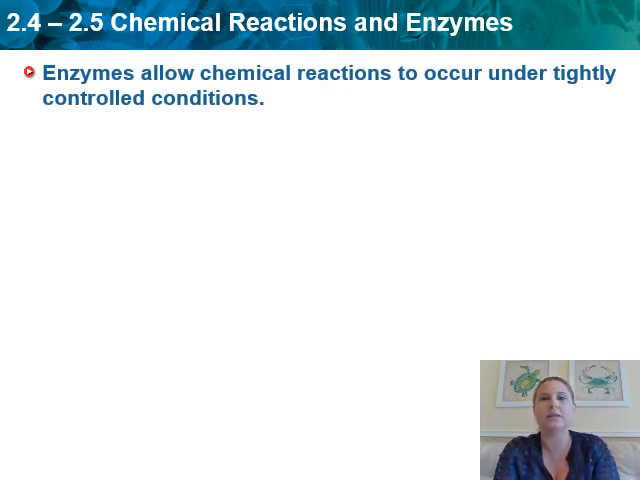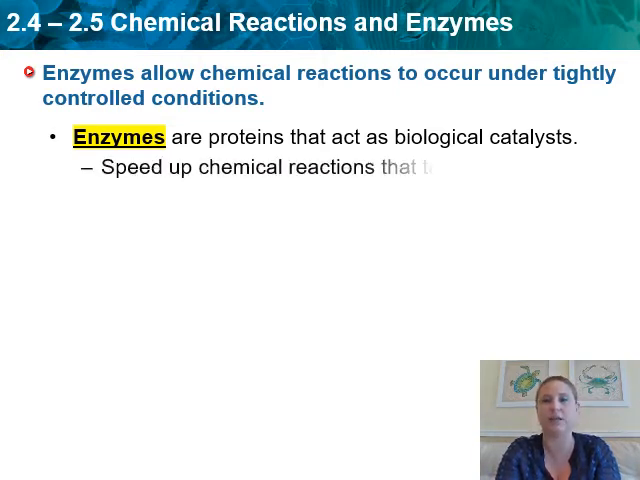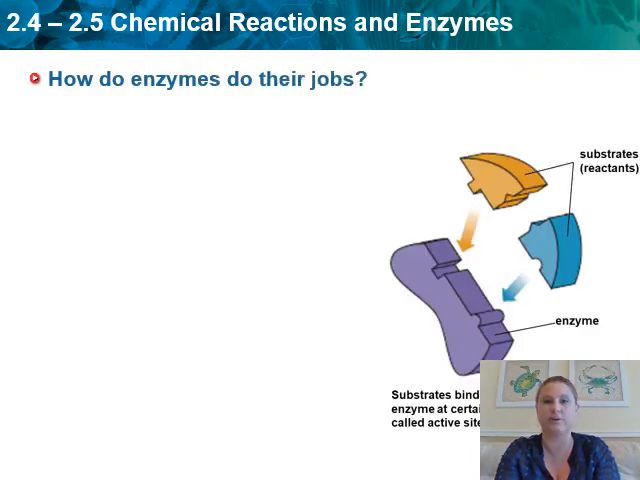So enzymes allow chemical reactions to occur under tightly controlled conditions. And all enzymes are biological catalysts. They're catalysts that are inside our cells, so they speed up the chemical reactions that happen inside our cells. And enzymes are actually proteins. And remember, we talked about proteins. Proteins were made out of amino acids. Super important. They do so many things. And I told you they control the reactions in cells. They do that via enzymes. So enzymes are proteins that act as biological catalysts. They speed up the chemical reactions that take place in our cells.